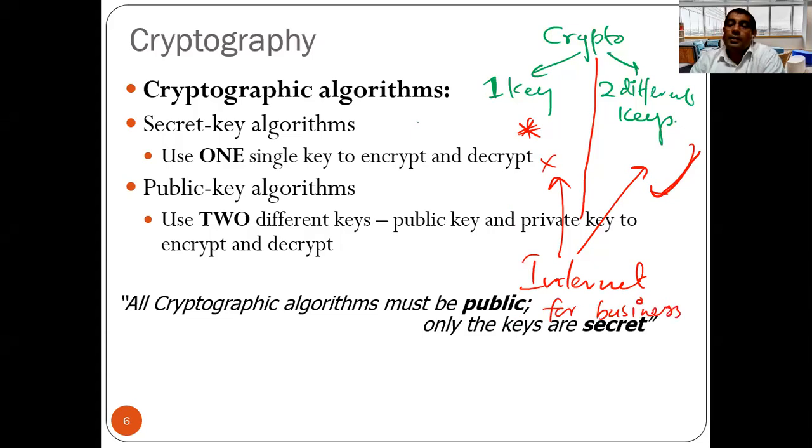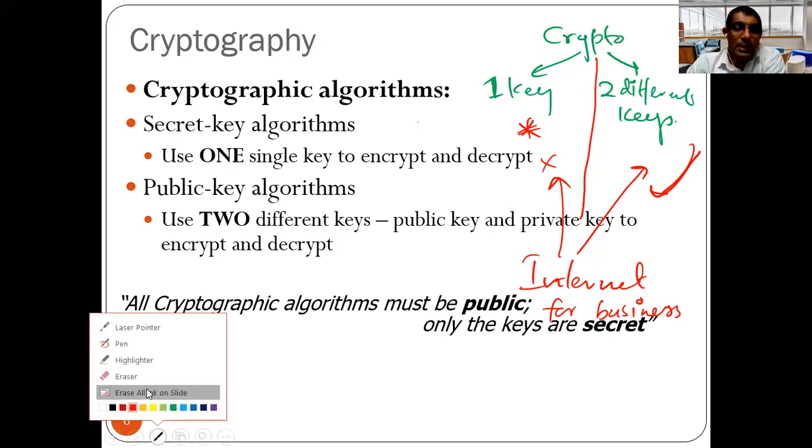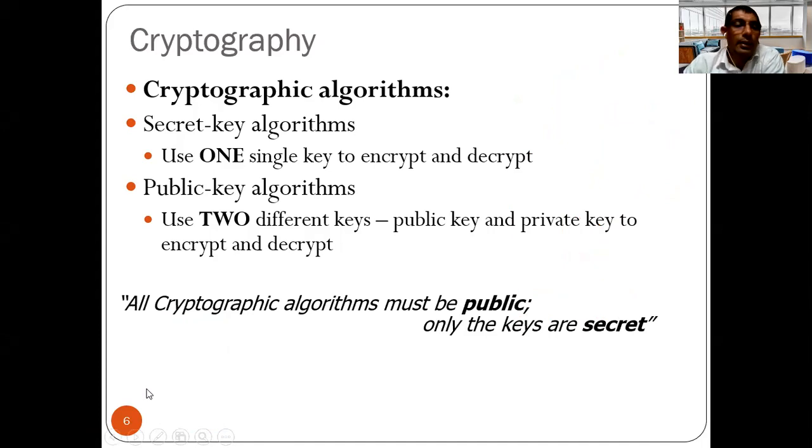Right? So then we need the other method. Some of the terms I said earlier are now coming back. Cryptography algorithms, these are the two things which I just drew. Secret key algorithms means only one single key. But remember, now we have two people: this is called the sender, and this is the receiver.